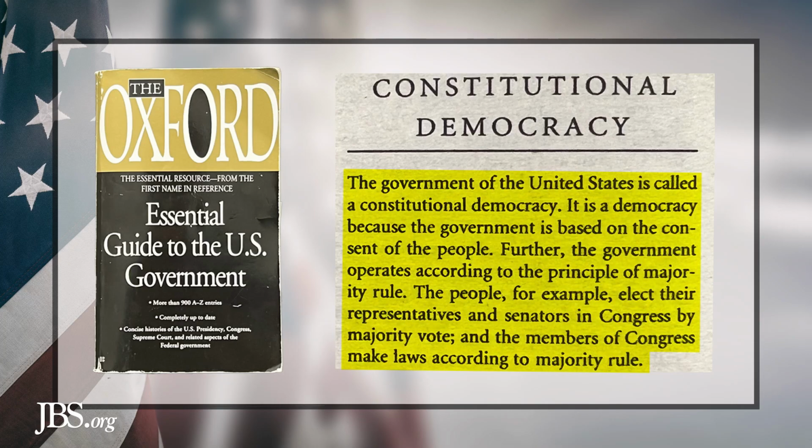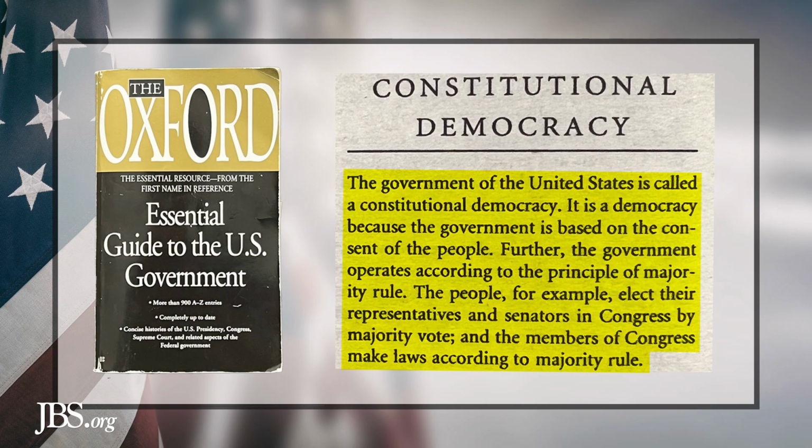The government of the United States is called a constitutional democracy. It is a democracy because the government is based on the consent of the people. Further, the government operates according to the principles of majority rule. The people, for example, elect their representatives and senators in Congress by majority vote, and members of Congress make laws according to majority rule.